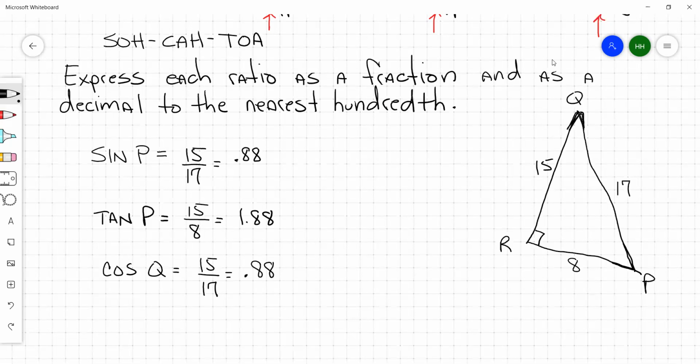Cosine of P. Cosine equals adjacent over hypotenuse. Angle P. Adjacent to angle P is the 8. The hypotenuse is 17. And 8 divided by 17 is 0.47.